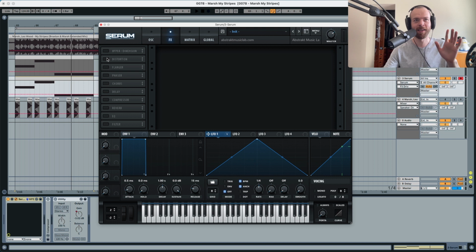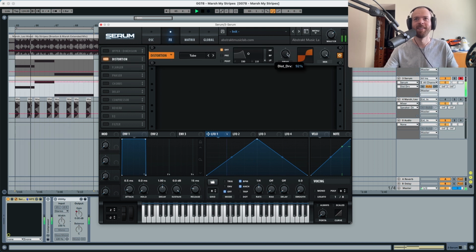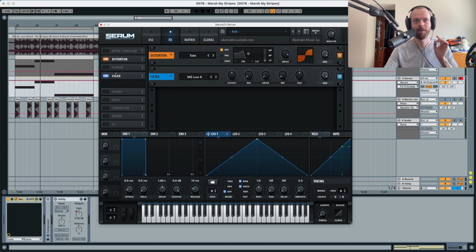And first thing is distortion. You can see how much the harmonics are brought with the distortion over here. And we want this tube distortion because this is too soft and this is too aggressive. So tube distortion, and after the tube distortion, we're gonna go into the filter. In the filter, we want something a little bit steeper than the MG low 6.